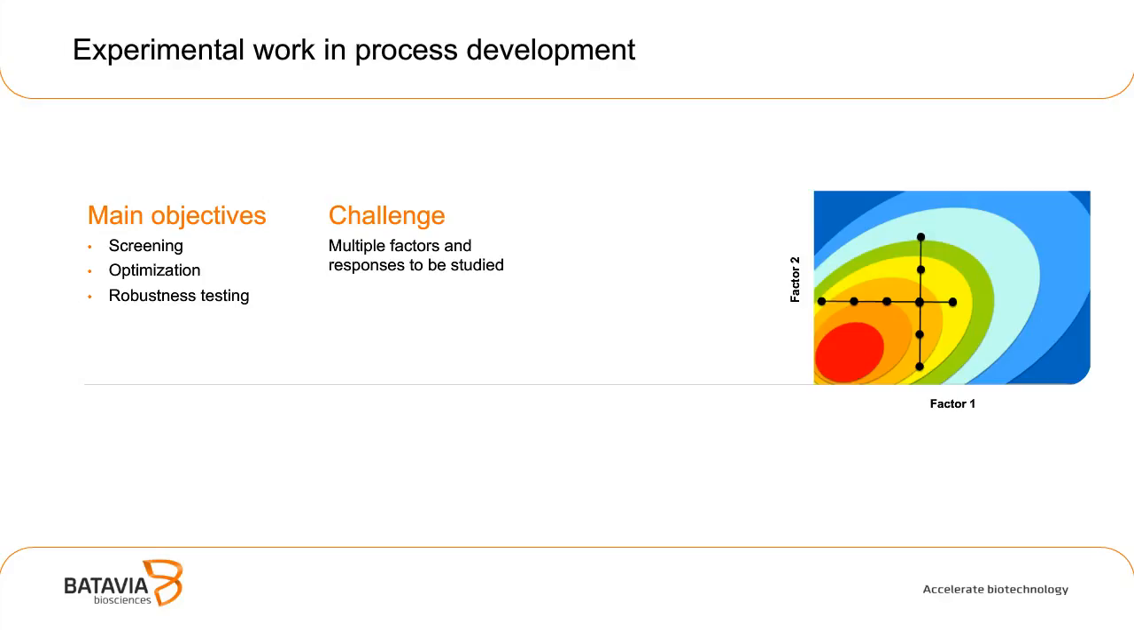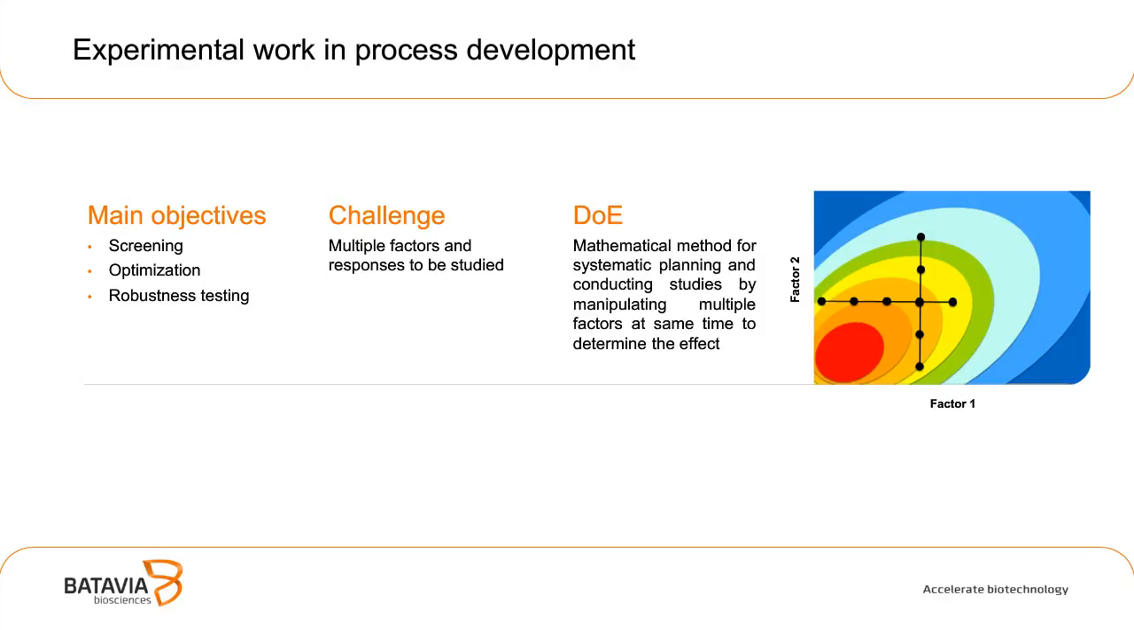And that's why design of experiment is so important, as that is a mathematical method that you can use that can help you for planning and conducting your studies in a systematic way, and it actually manipulates multiple factors at the same time to determine the effect of all these factors together. So instead of performing experiments around and only changing one factor at a time, you can do with less experiments where you vary multiple factors, as indicated now in the figure on the right.